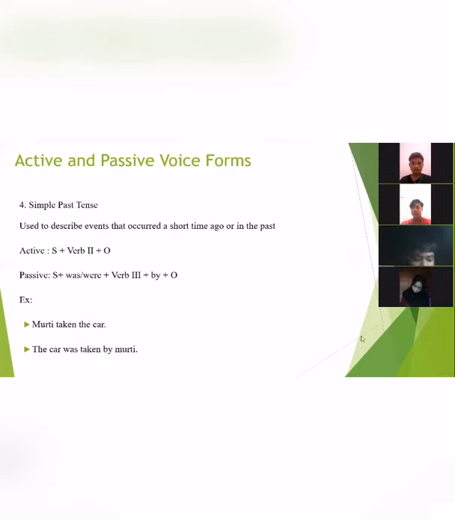4. Simple past tense. Used to describe an event that occurred a short time ago or in the past. Active: subject plus verb 2 plus object. Passive: subject plus was or were plus verb 3 plus by plus object. Example: Murti took the car, and the car was taken by Murti.